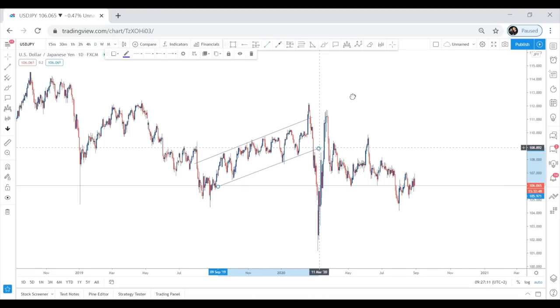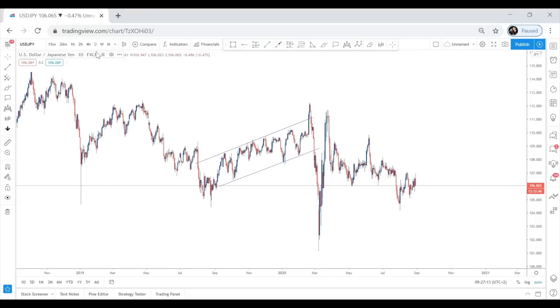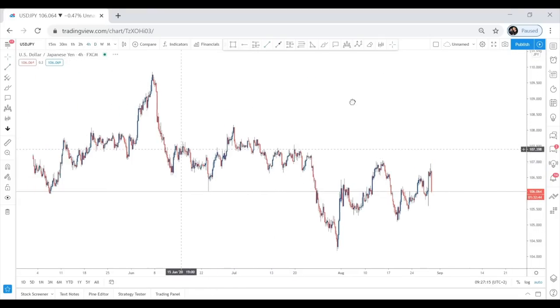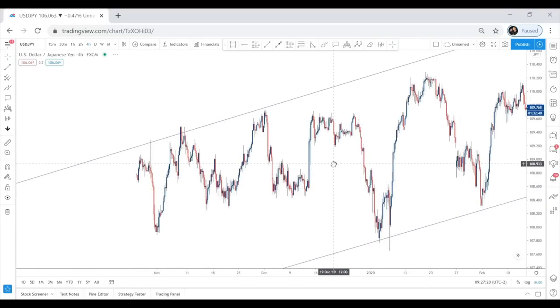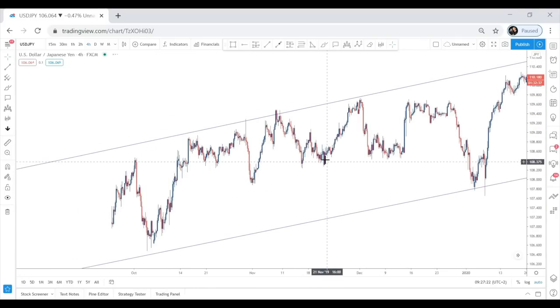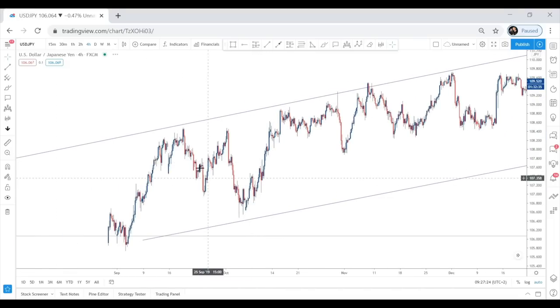So let's create our outer structure right there and drop it to a lower time frame, which is a 4-hour time frame. You're going to be able to spot these things. As I said, we have what?